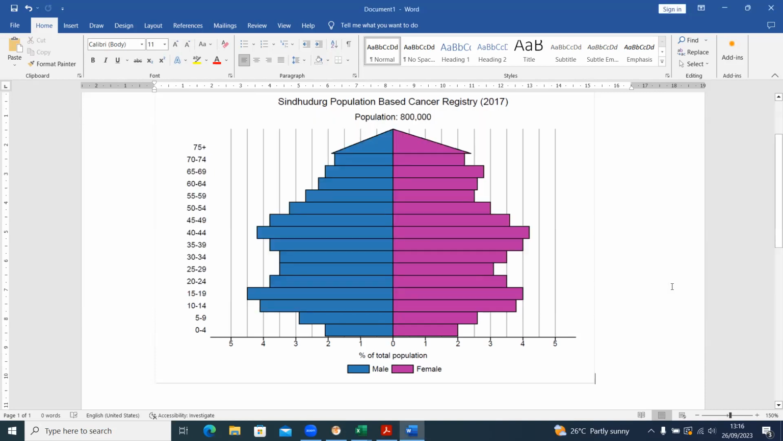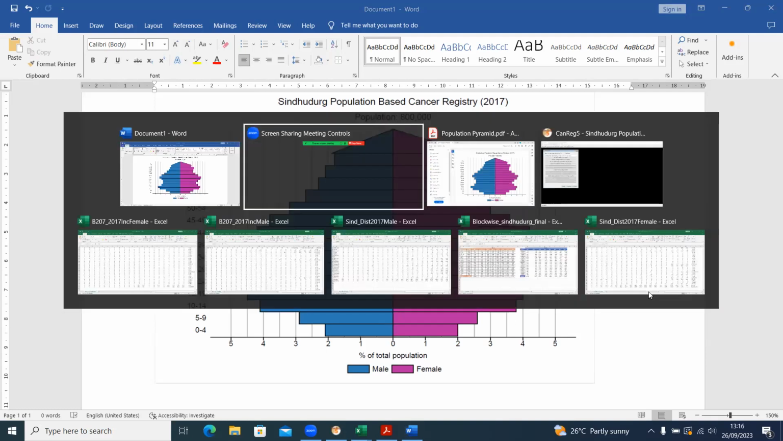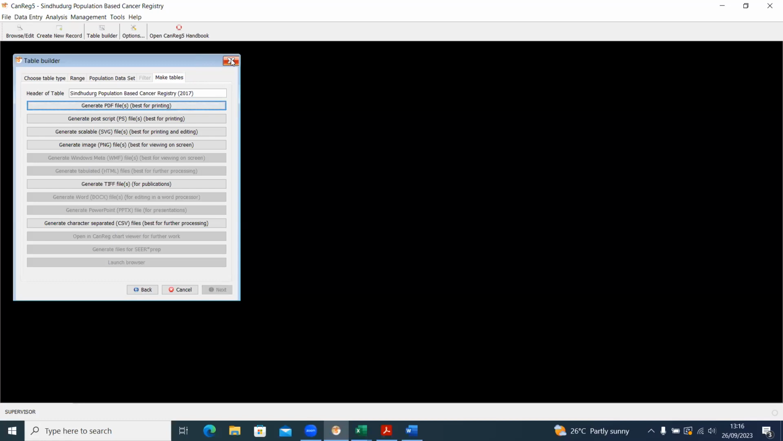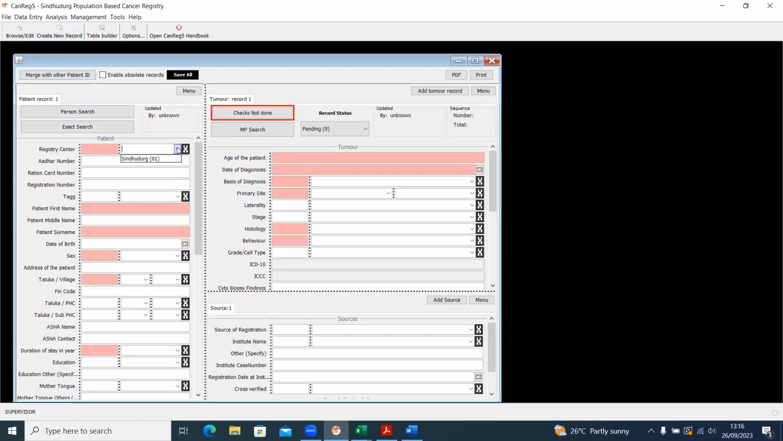Just in the earlier session, Atul sir had mentioned, I will just show one more thing in CanReg5, that is where exactly we can see the ICCC codes. I'll just create a new record for you. Right now, I'm not entering the entire record, just the mandatory fields.